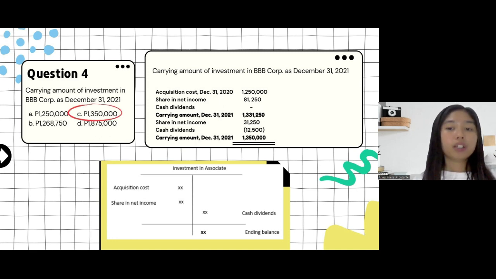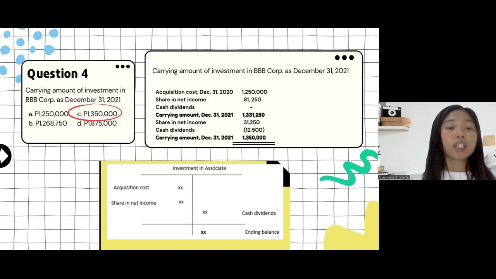Under the equity method, the effect of profit or loss on an investment in associate increases if there's a profit and decreases if there's a loss. This is because Maykawayan Incorporated, which is the investor, participates in the management of BBB. So the investor has an interest in associates' performance. For the dividends, it decreases because under the equity method, they are not income, but rather it is treated as a reduction to the carrying amount of the investment. That is also why the cash dividend was in the credit side of our T account earlier.